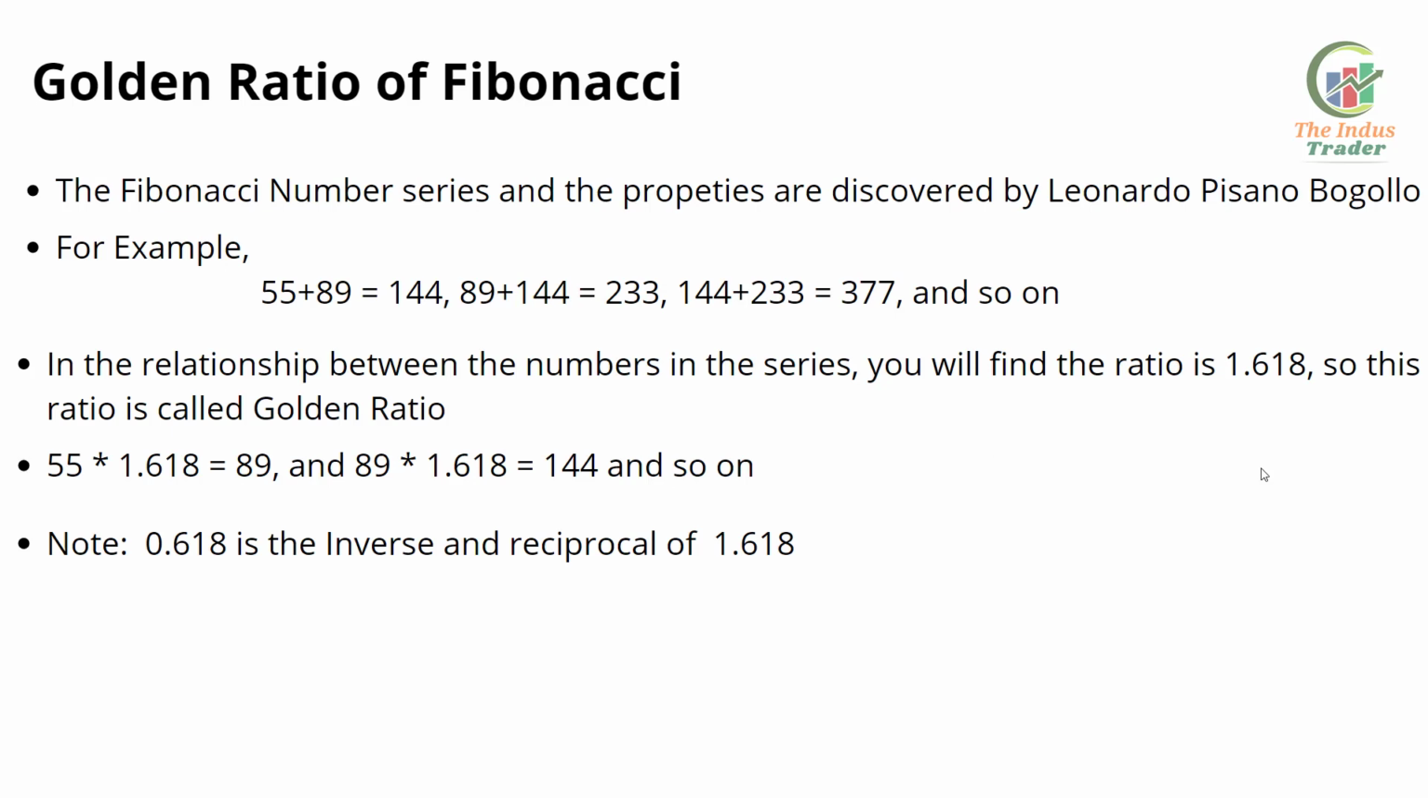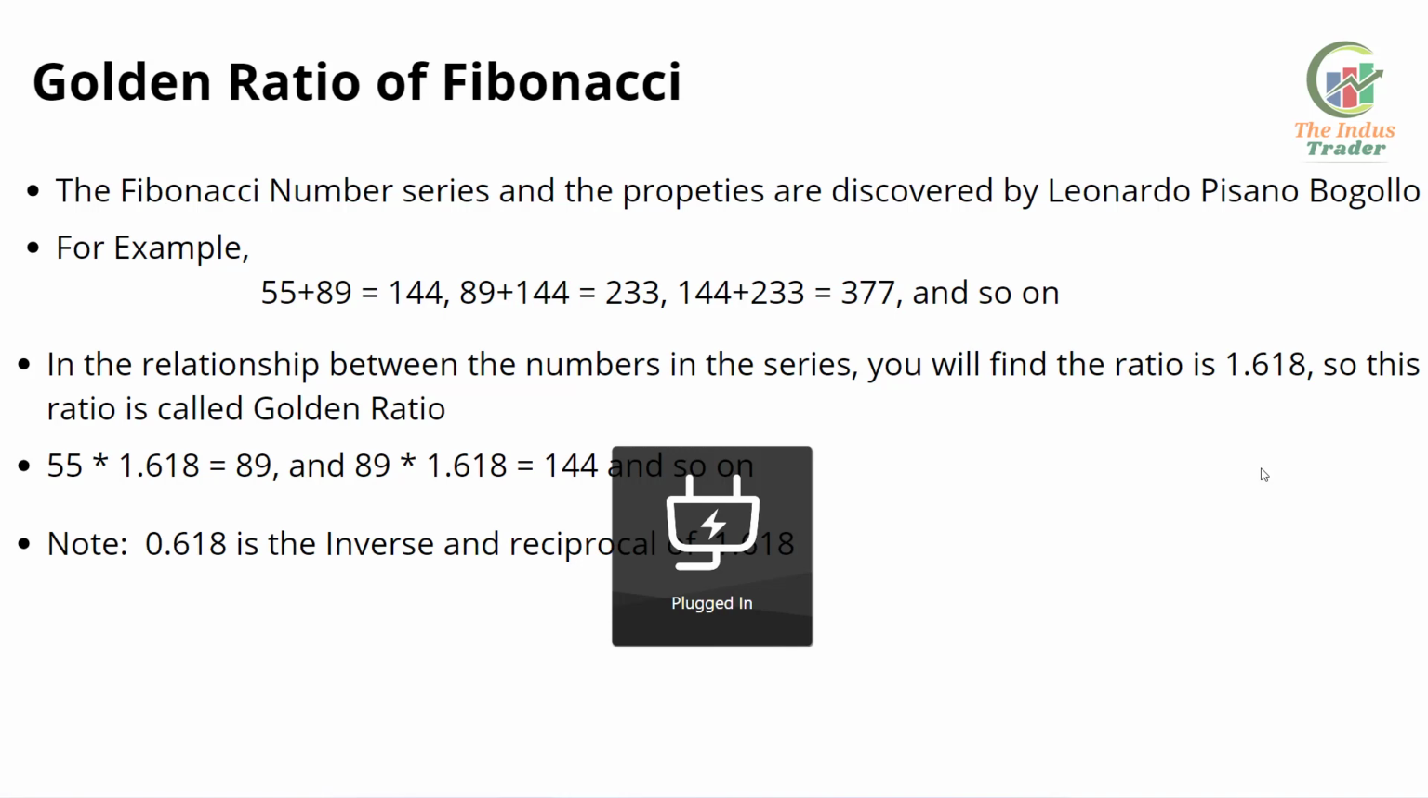So as I discussed, 0.618, or in reciprocal we can also say 1.618, is the golden ratio of Fibonacci. In order to go to the introduction of Fibonacci, we have to go back to 200 BC. This was discovered by Leonardo Pisano Bogollo. Let me make it very short. His nickname is Fibonacci, and his friends used to call him Fibonacci. The Fibonacci series has been named after him.